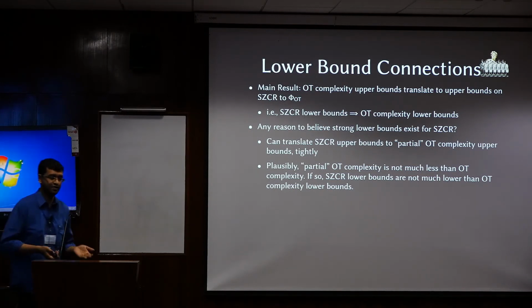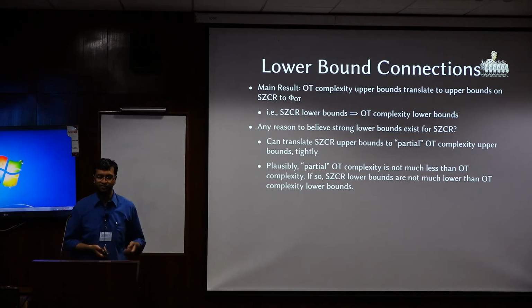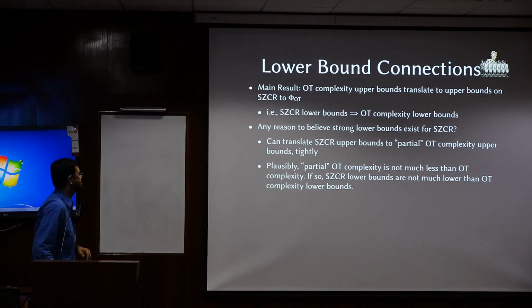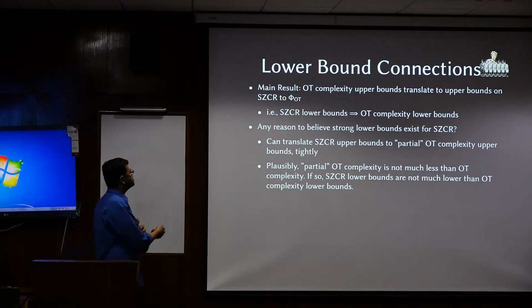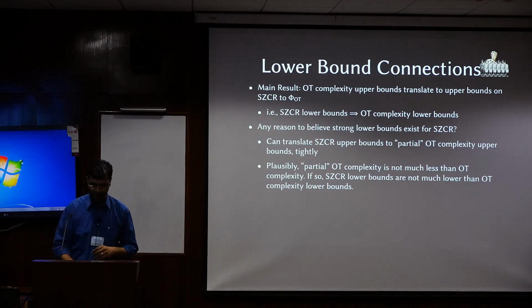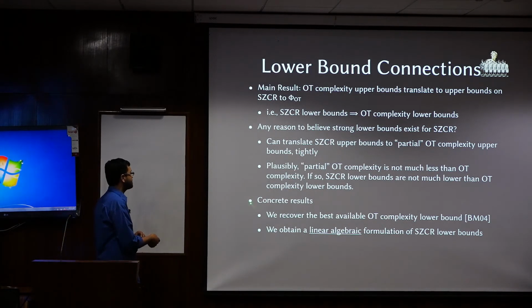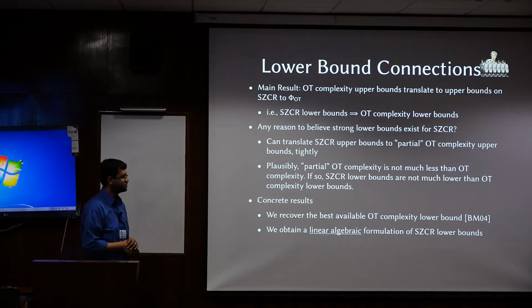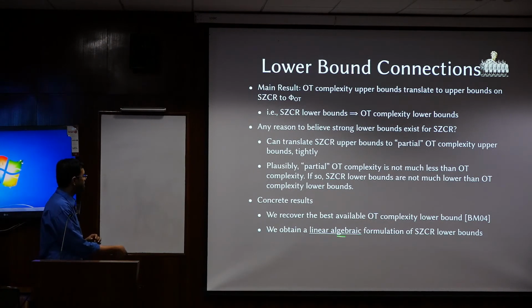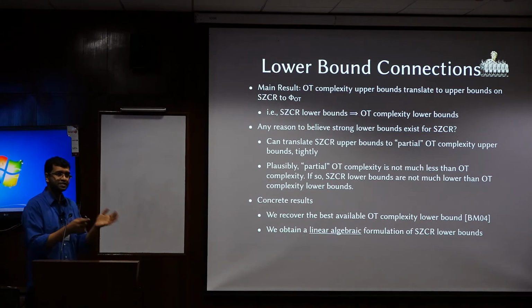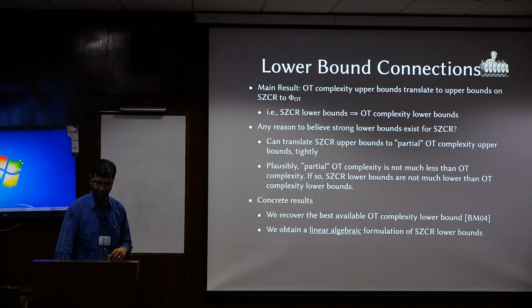It seems like it's still a difficult task to do. And it's plausible that this partial OT complexity is not much less than OT complexity. So maybe there is hope that we are not losing too much by using this route to lower bound OT complexity. I'll go over all this in a bit. Finally, we do have this contrary result. I said we recover the best available OT complexity bound from Beeman-Markin, but it's a sublinear lower bound. And I'll try to show you this linear algebraic formulation because it doesn't quite fit in a one-minute slide, but it's not too much more complicated.